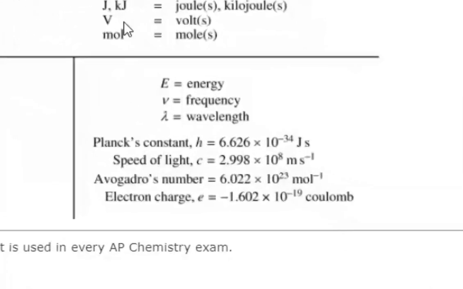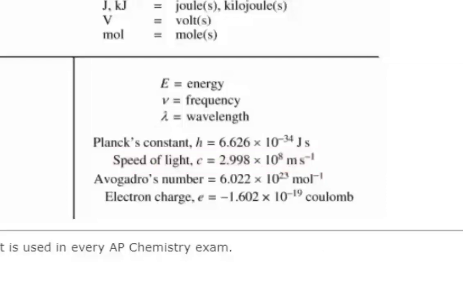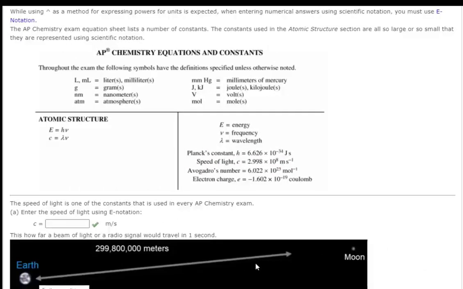And the speed of light is given here on the equations constant sheet, which is given on the exam. Here it is: 2.99 times 10 to the 8 meters per second. A beam of light will travel almost to the moon in 1 second.